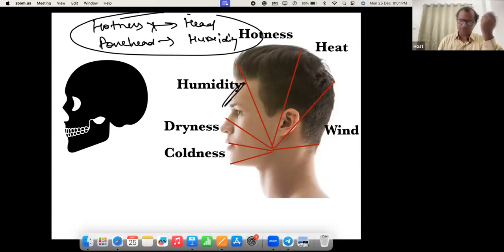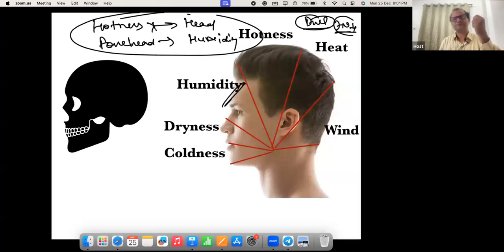Now we have to do the dull. What is dull pain? Dull pain means humidity, so shaded humidity. And tone opposite, that's it. Is it clear or not?